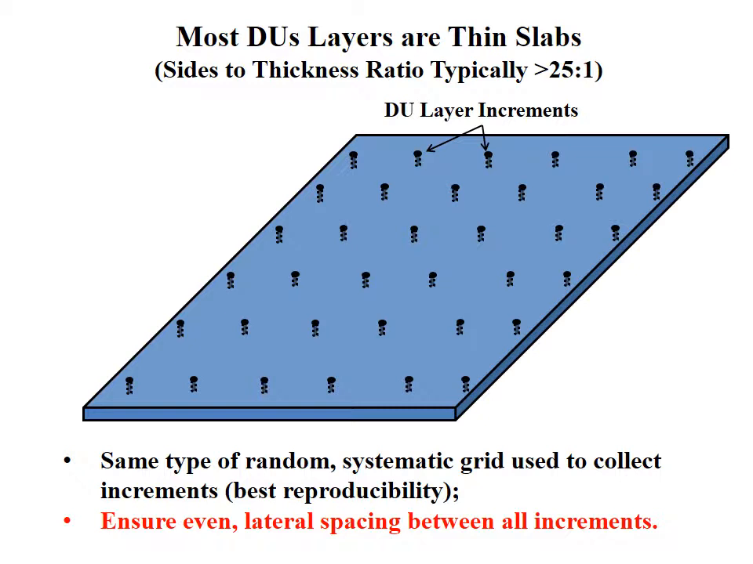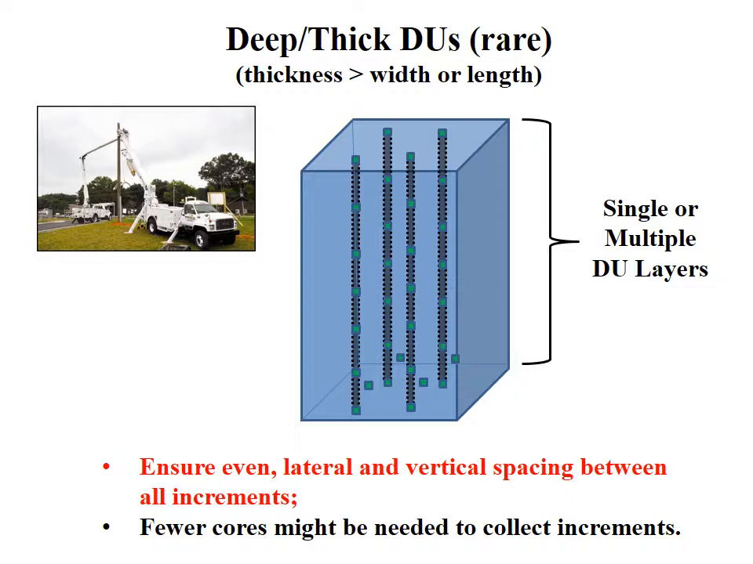Now some DUs at depth, in more rare cases, can be deeper or thicker than they are wide or long. This is an example someone just mentioned just a few days ago. A consultant called me and said, hey, we're putting in a telephone pole. We know the soil is contaminated. We need to test the soil for disposal and run TCLP and such for hazardous waste. Pretty small area, just maybe 5 feet by 5 feet or something they were going to have to excavate to put the pole in or drill out the pole.